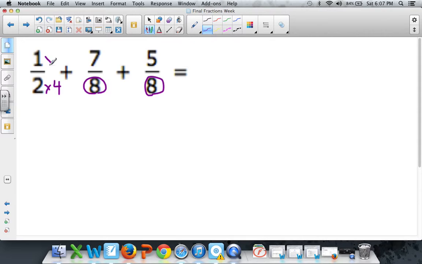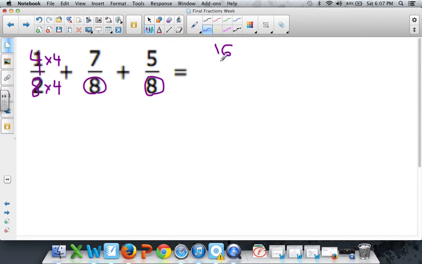And whatever you do to the bottom of a fraction, you always have to do to the top of a fraction to keep it all balanced and ninja-like. 2 times 4 is 8, which is what we want. We want all of the denominators to be the same. And 1 times 4 is 4. Now we can add these up, no problem. 4 plus 7, that's 11. 11 plus 5, that's 16.